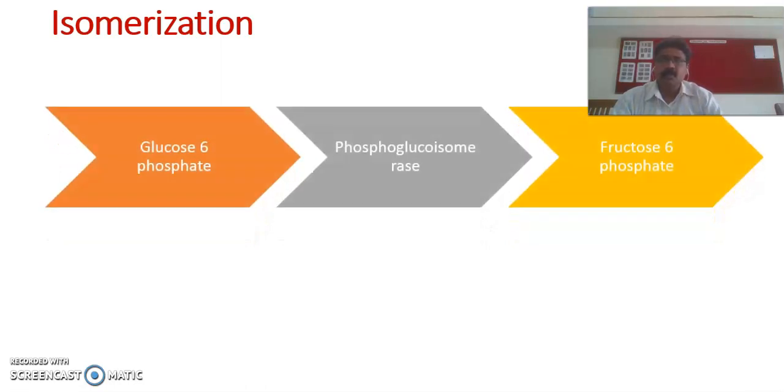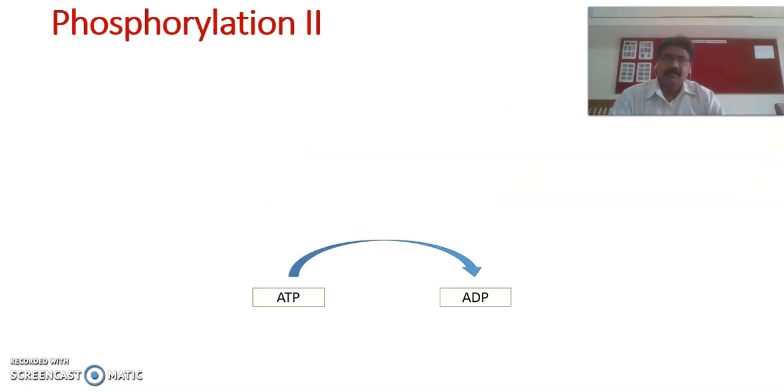The second step is isomerization. In this step, glucose 6-phosphate is converted into fructose 6-phosphate, and this reaction is mediated by the enzyme phosphoglucoisomerase. Then the next step is the second phosphorylation.